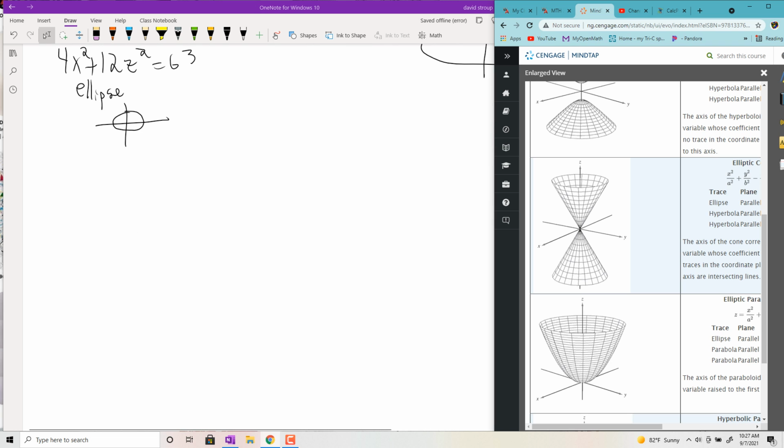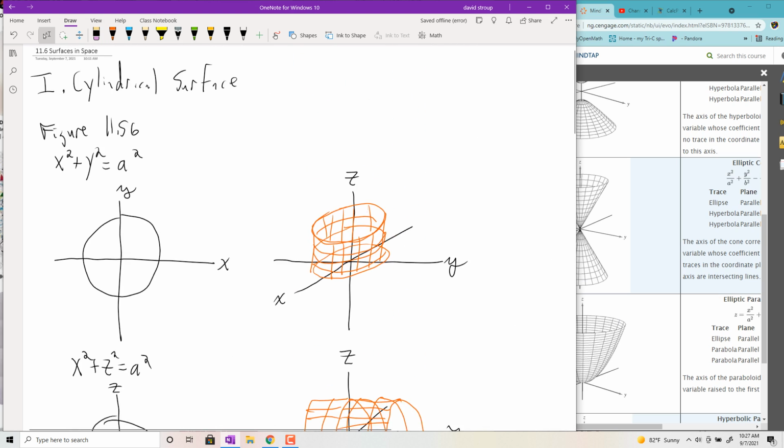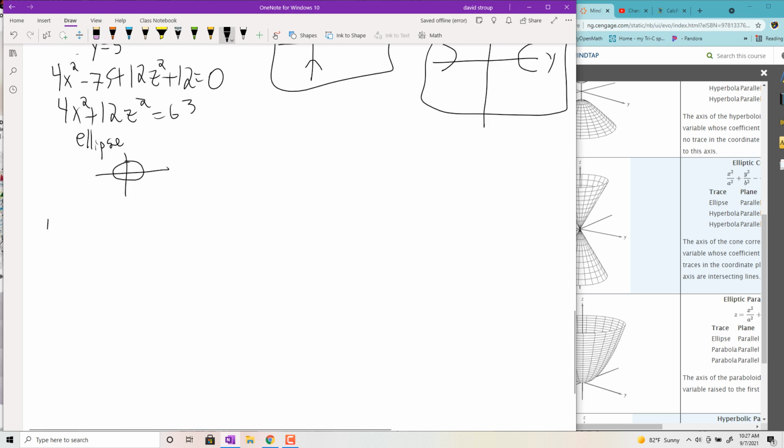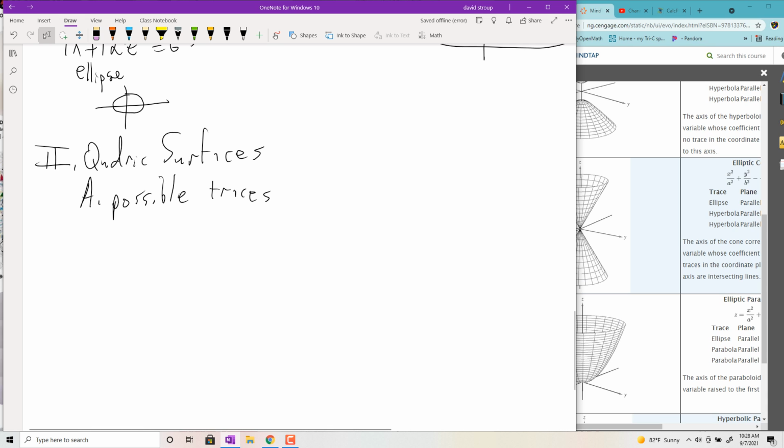Before I start, let me just note the possible traces. I don't think I introduced this section. The first section is cylindrical surfaces. The second section is the quadric surfaces. And we have possible traces. These are the resulting objects you can get when you let z, x, or y equal 0. It's basically just the intersection of the surface with a particular plane. So the first one is the ellipse.